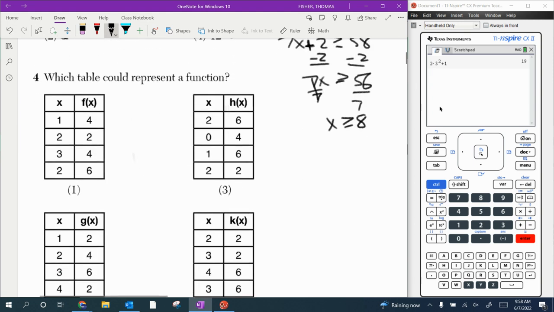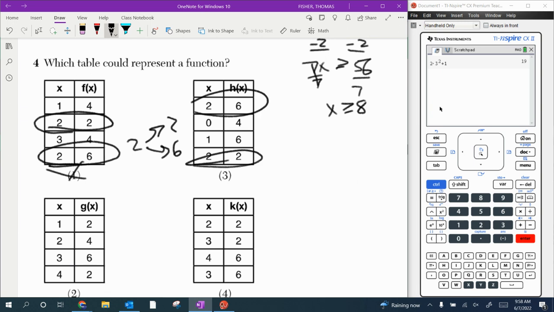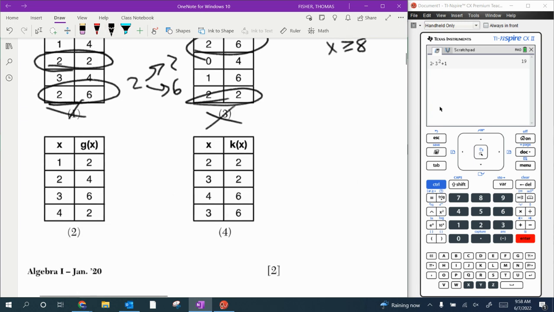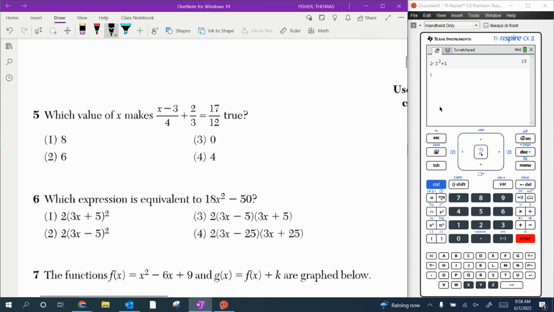Done. Which table is a function? So which one has all inputs going to only one output? So we don't want any repeating inputs. So this is a problem because 2 goes to 2 and it goes to 6. So you can't have that. Same thing happens here. So you can't have 3. And then same thing happens with 3 going to 2 different places for 4. It's got to be choice 2. Each input only has one output.